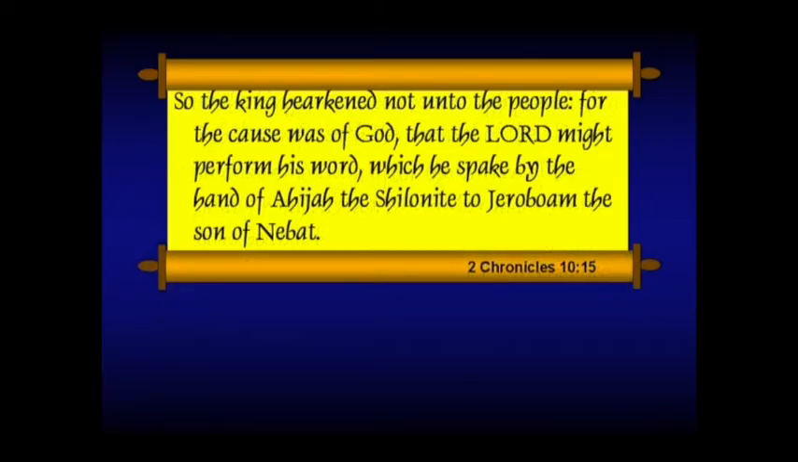So the king hearkened not unto the people, for the cause was of God, that the Lord might perform his word, which he spake by the hand of Ahijah the Shilonite to Jeroboam the son of Nebat. God had already promised Jeroboam that he would rule over the northern tribes. So this was the precipitating event, but there was a destiny here of the thing breaking up.